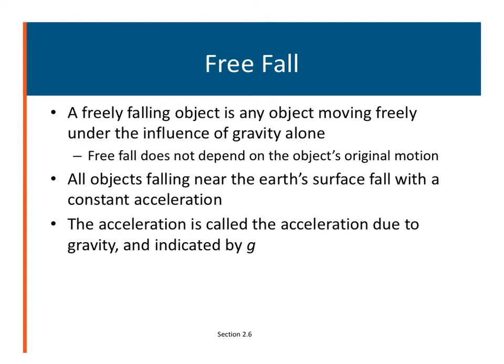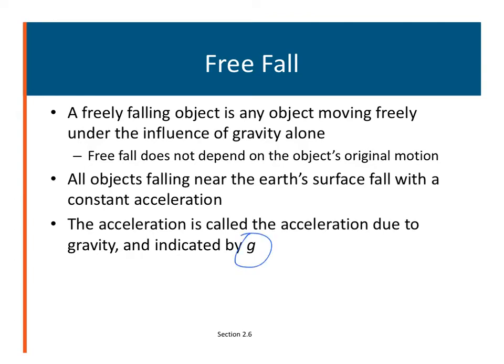Galileo found that freely falling objects are any objects that are just falling under the influence of gravity alone. And it doesn't depend on the object's original motion, whether it's going up, down, left, or right. As long as gravity is the only force acting on it, then it is considered to be in free fall. And all objects fall toward the Earth's surface, and they fall with the same constant acceleration. And we call this acceleration baby g.